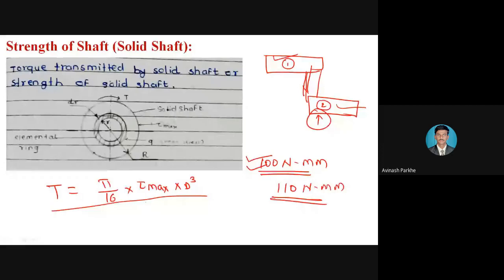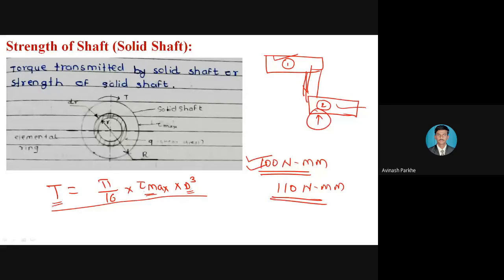T means torque transmitting capacity, pi by 16 is the constant parameter. Tau max represents the maximum shear stress induced in the solid shaft. And d cube: capital D, because only one diameter is there for the solid shaft, which is the outside diameter, and therefore it is represented by capital D, cubed. Therefore, capital T is equal to pi by 16 into tau max into d cube.